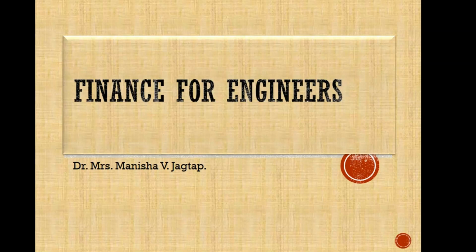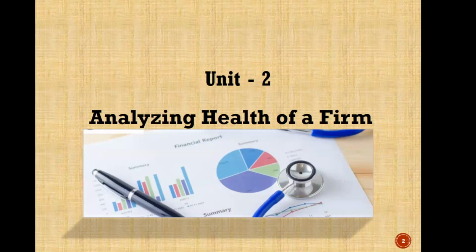Now, let us start with the next unit, that is, the second unit, analyzing the health of a firm. Here, you must have understood that the health of a firm is concerned with financial aspects. That is, here we are going to study how to analyze the financial health of a firm, and why to analyze the financial health of a firm.